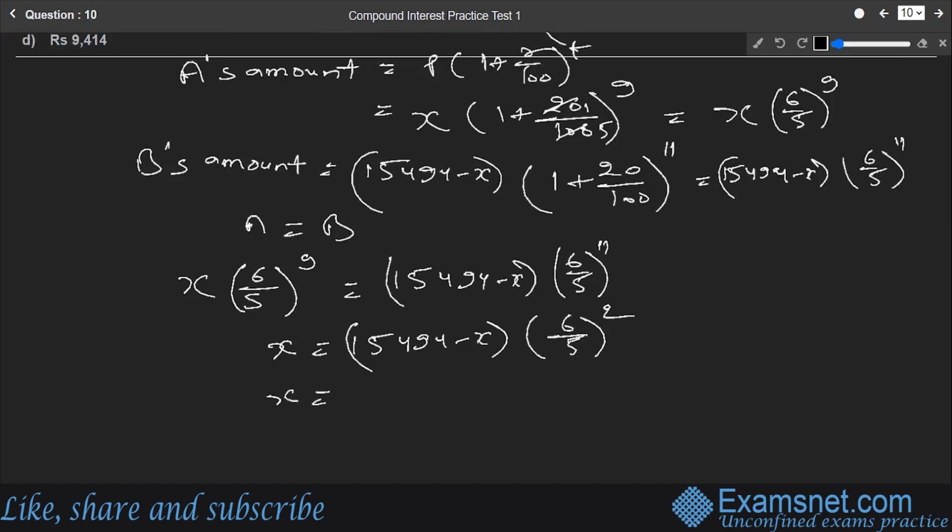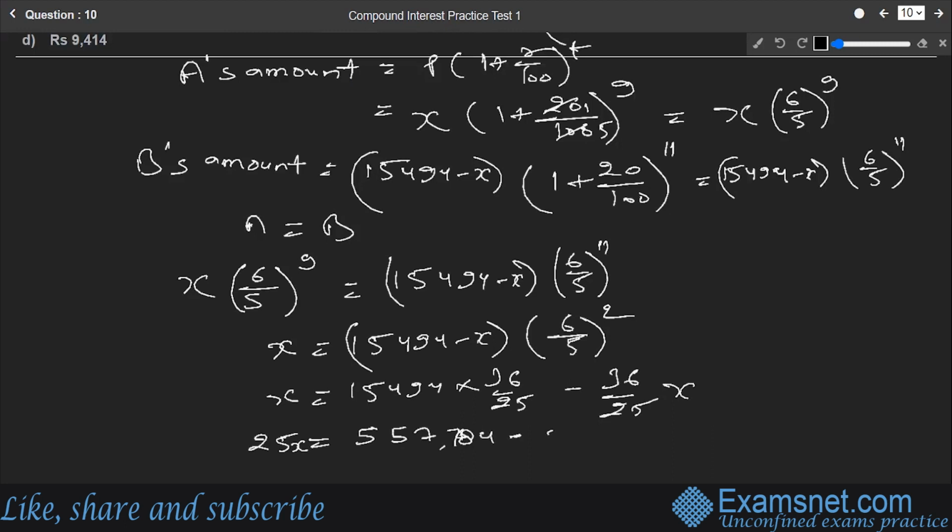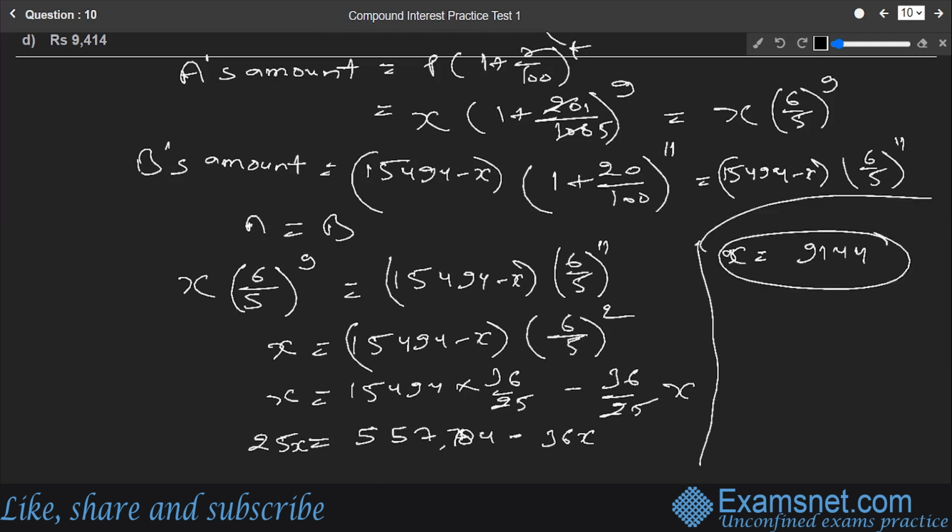If you solve this further, this comes out to be 15,494 into 36 by 25 minus 36 by 25x. If we solve this further, this comes out to be 25x, because 25 is in the denominator, so that will come on the right side, on the left hand side. 25x is equal to 5,57,4 784 minus 36x. If you solve this further, the x value is coming out to be 9144, and the x value was nothing but A's share.